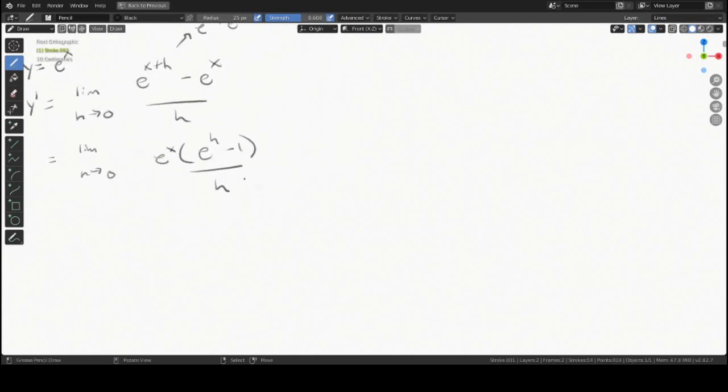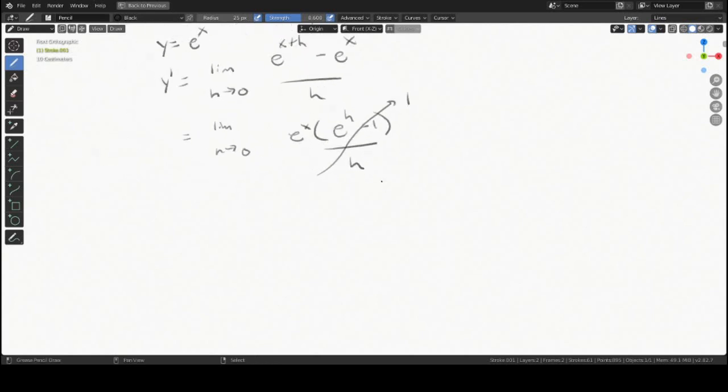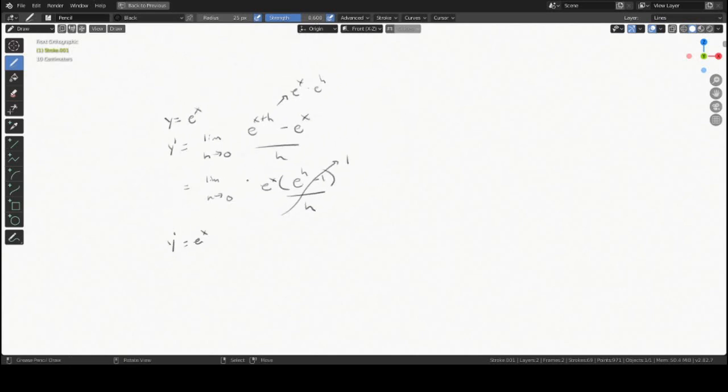Now I'll try to insert a graphic right here, but pretty much you can use your calculator or just use kind of like a mental, you might call it a sandwich method. So you can say as h is approaching 0, this term is approaching 1. And so we get e to the x times 1. So y prime is equal to e to the x. Now, this is the only function, which is rather interesting, whose derivative is the original function. So the derivative of e to the x is e to the x.